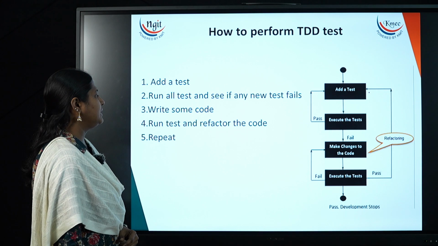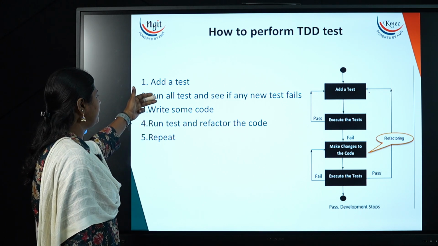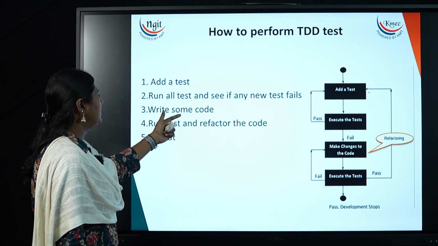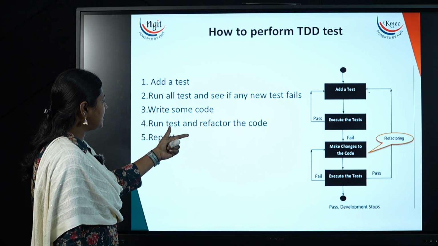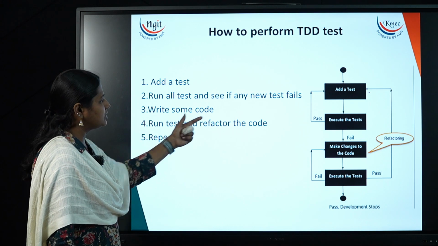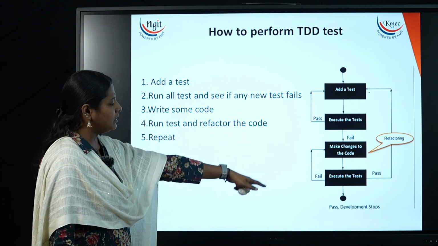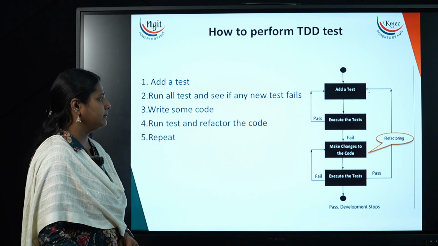How to perform test driven development? As we have seen in the stages, the first one is to add a test, run all the tests and see if any new test fails, write some code, run the test and refactor the code. Repeat this process and continue until the total software is completed.